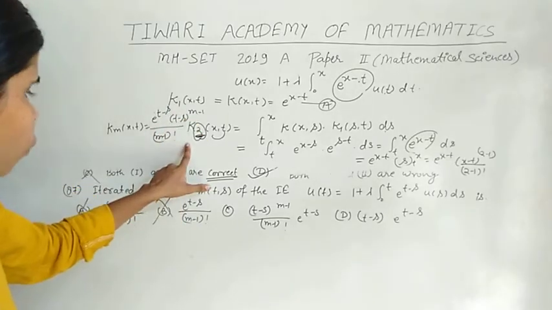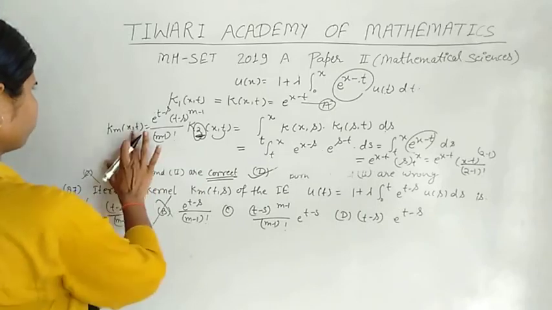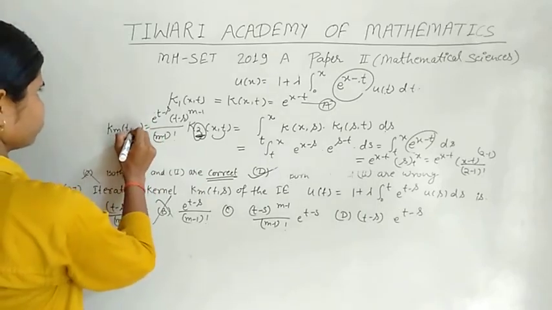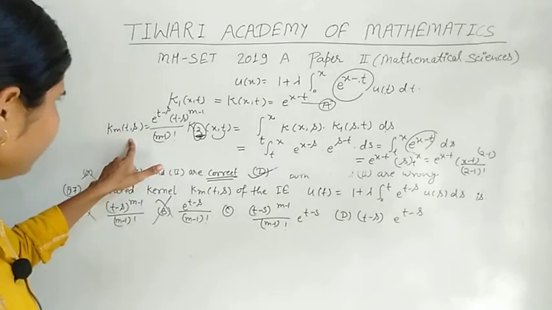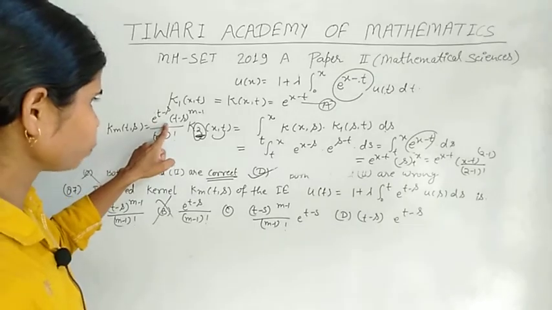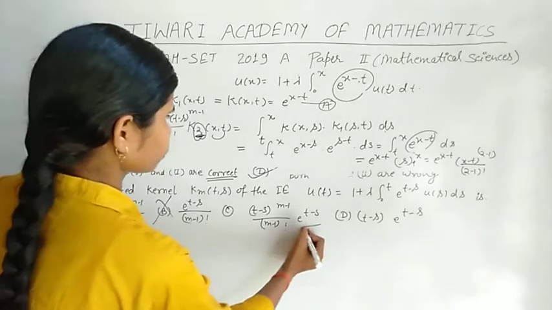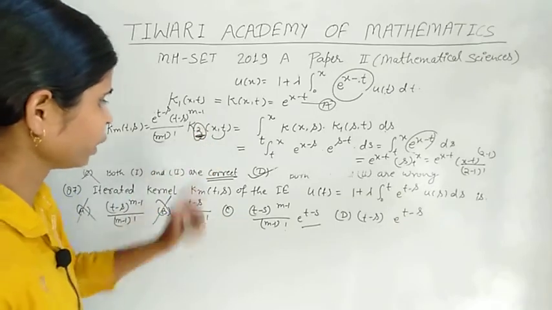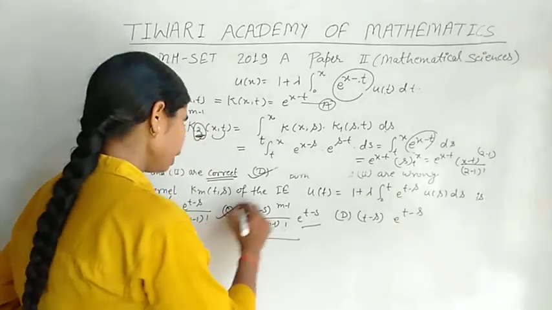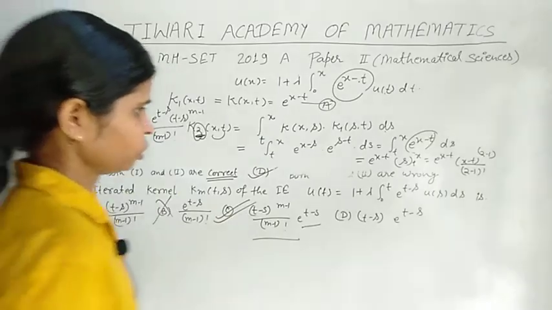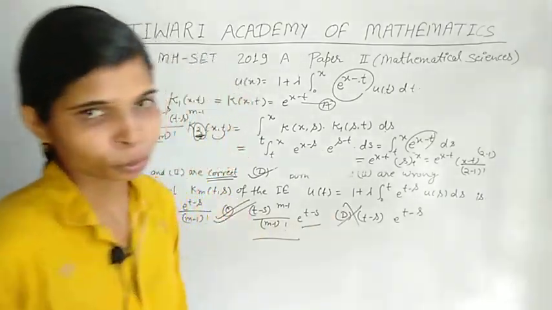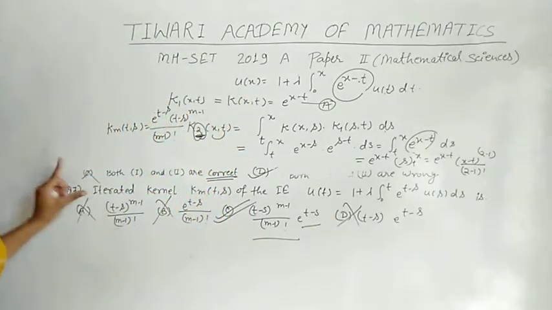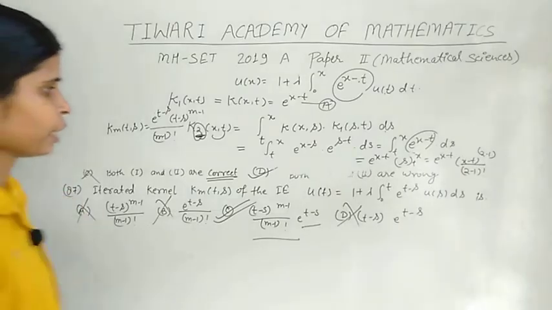This form is required. K(m,t,s) is equal to e raised to power (t minus s), times (t minus s) raised to power (m minus 1), divided by (m minus 1) factorial. Option C is a true option and option D is a wrong option. This is the question of integral equation.